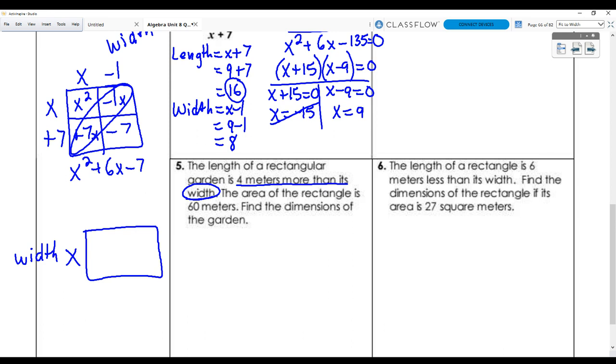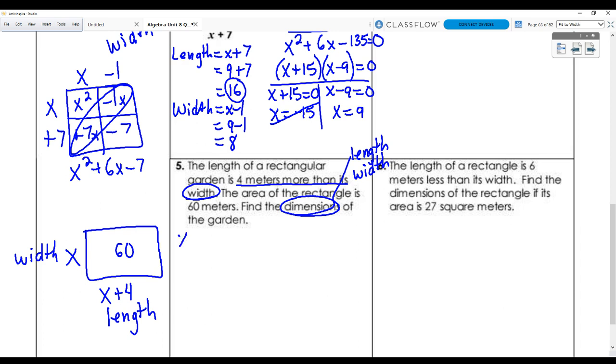And the length is 4 meters more than that. So x plus 4 is the length. And the area of the rectangle is 60. So find the dimensions. So let's remember dimensions are length and width. So 2 answers here, one for length, one for width. So we're going to solve for x, plug it in, and then plug it back into x plus 4.